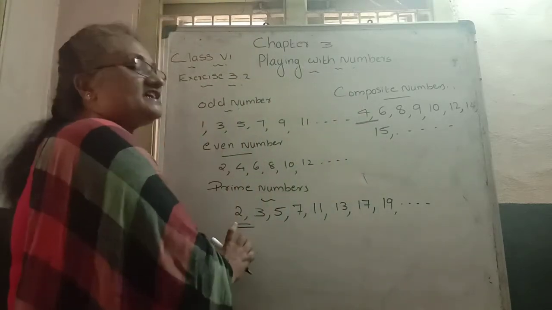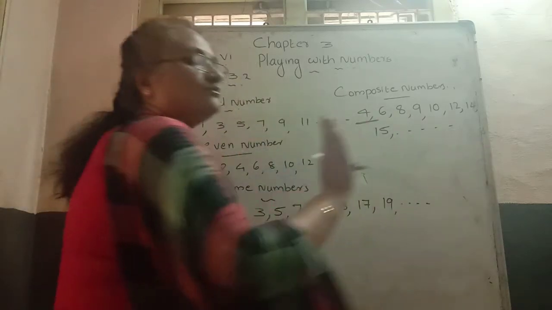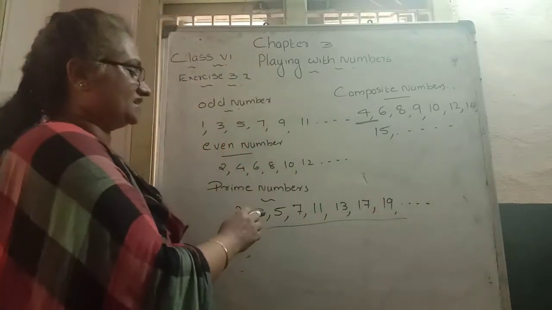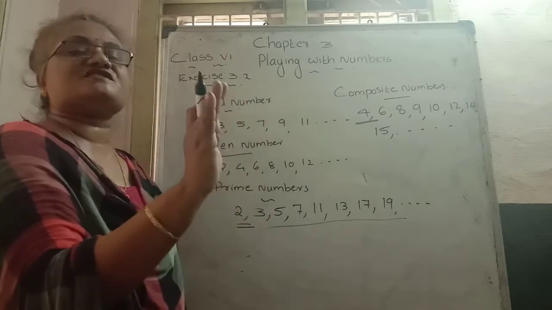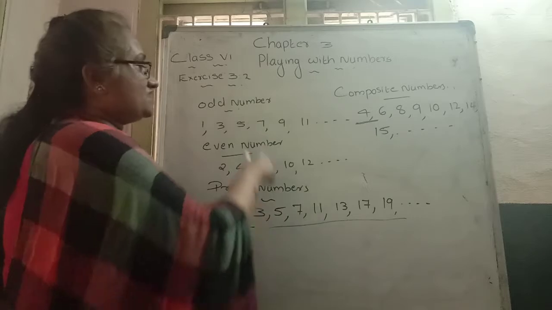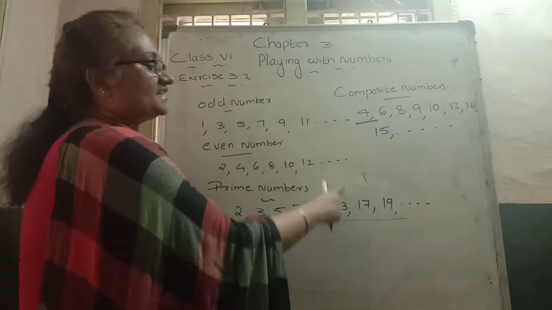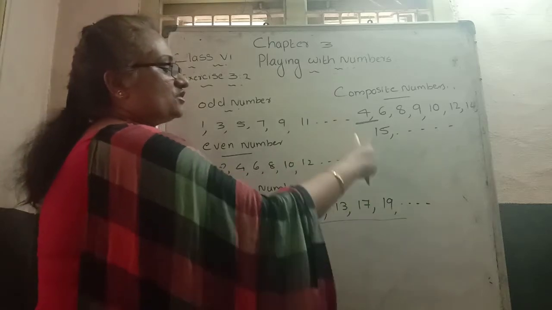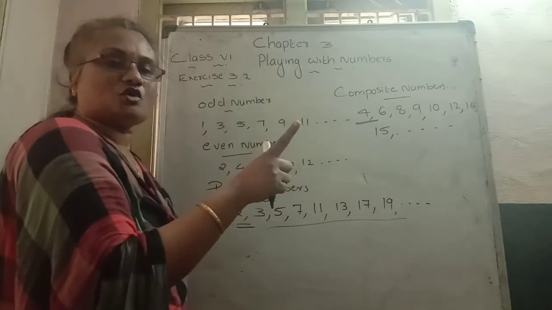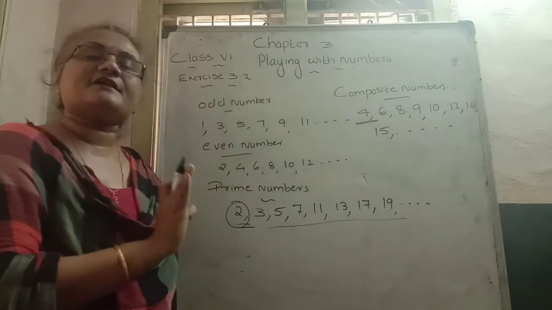In the prime number case, except 2, all the remaining numbers are odd numbers. That also one should remember. All the remaining numbers are prime. Which are these? 3 is an odd number. 5 is an odd number, 7 is an odd number, 11 is an odd number, 13 is an odd number, 17 is an odd number, 19 is an odd number, 23 is an odd number, and so on. So except 2, all the remaining numbers are odd numbers.